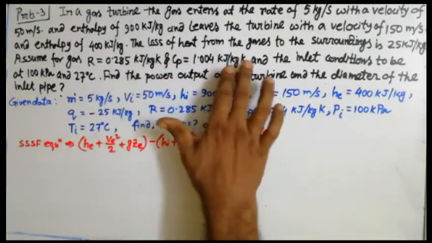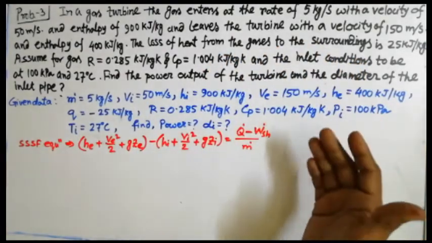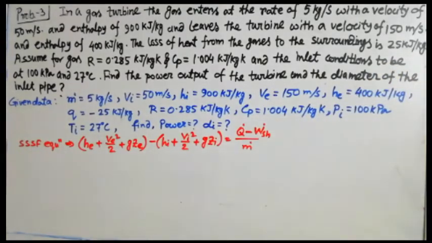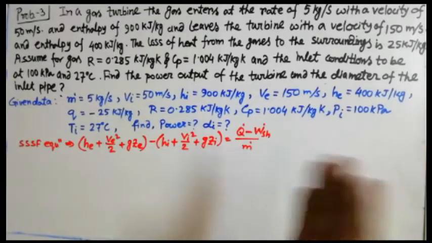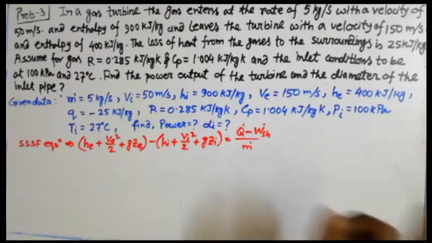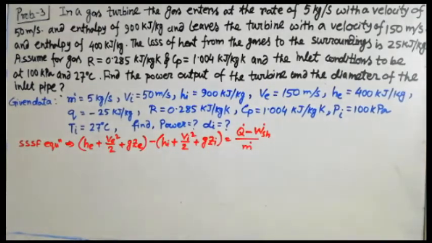There is a loss of heat from the gases to the surroundings, that means the gas is losing some heat to the surrounding. How much heat? That is 25 kilojoule per kg. Again the heat is given in terms of kilojoule per kg. Kilojoule per kg means that is nothing but Q dot by M dot. I have already cleared this in the previous problem. While Q dot is mentioned in terms of kilowatt, when it is given in kilojoule per kg, that is nothing but Q dot by M dot.